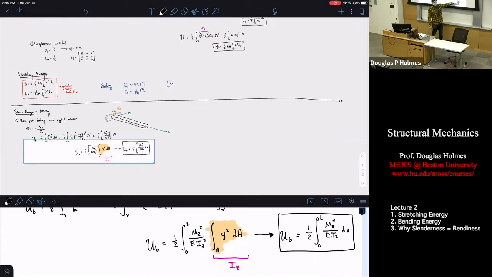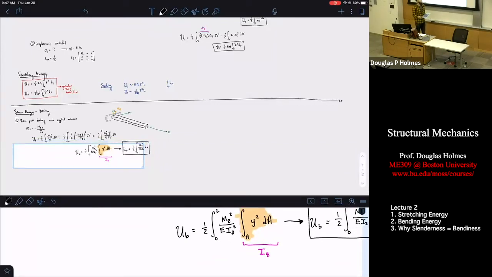The form is kind of the same, right? It's the thing that you apply squared over material properties over cross-sectional properties. In stretching, it was load over modulus times area. In bending, it's moment squared over modulus times I, which is a property of the area. It's just a messier property of the cross-sectional area. So the form of these are the same. So far, so good? Keep going? Okay.